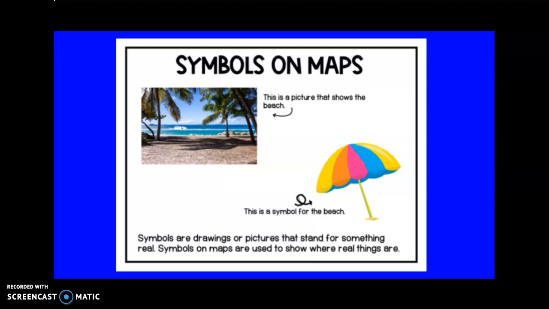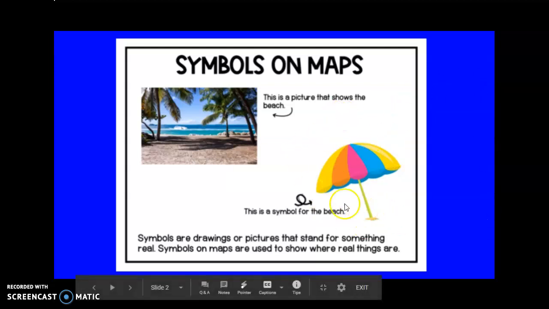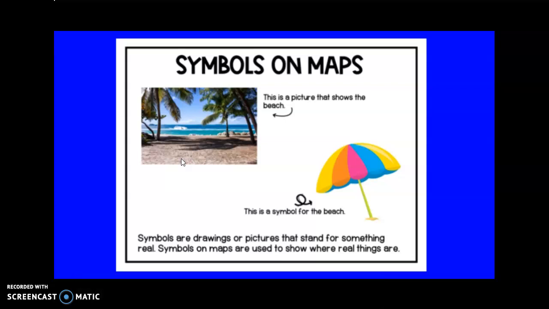So take a look at the first picture. This is a picture that shows the beach. If I wanted to create a symbol for it, it might look something like my second picture here. So this is a symbol for the beach. Symbols are drawings or pictures that stand for something real. Symbols on maps are used to show where real things are.